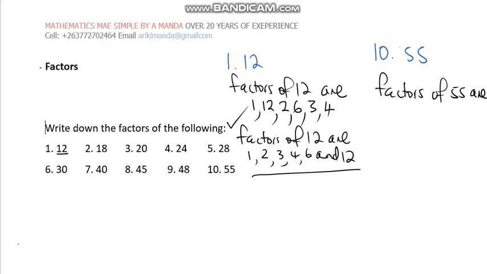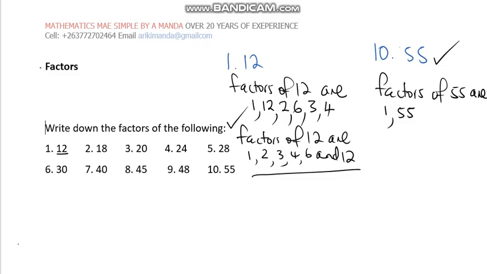Let's proceed to number 10, where we have 55. We want to write down the factors of 55, or numbers that can get into 55 without leaving a remainder. I'll start off with 1. 1 is a factor of all the numbers. So I'll say 1. 1 is a factor of 55. 1 into 55, what do we get? We get 55. So 55 is the other factor that I got through use of 1.